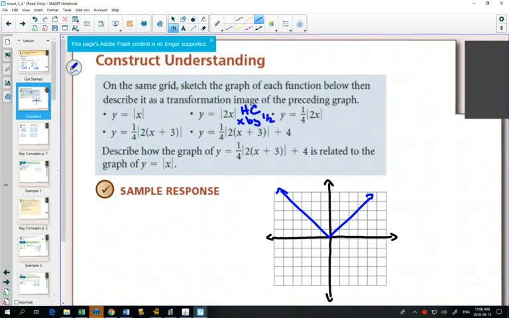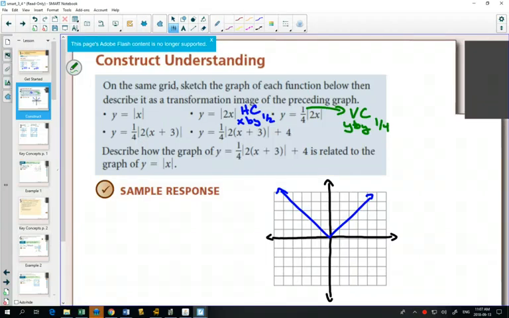What's new in the next one is the 1/4. So I'm not going to relabel the 2 as a horizontal compression. I'll just label the 1/4. The 1/4 here is outside, so it's going to be vertical. It will also be a compression, and you would multiply y by 1/4.